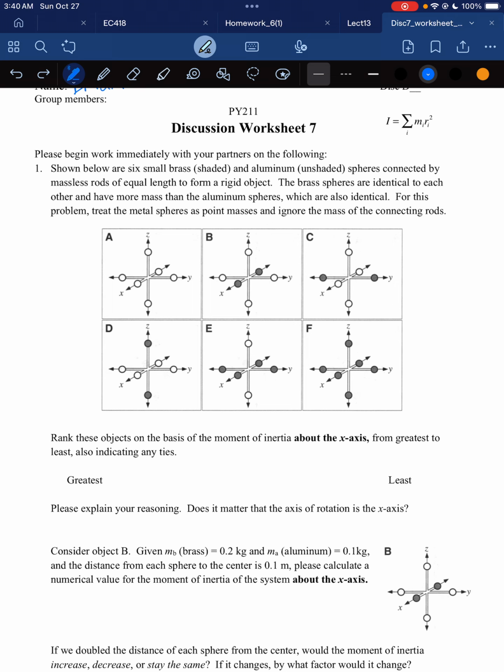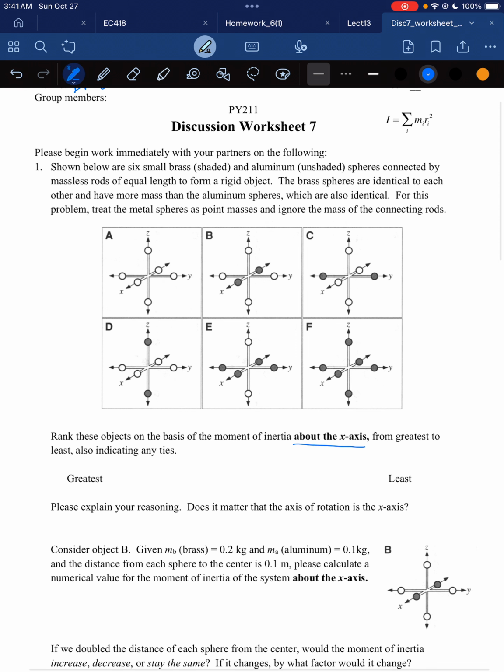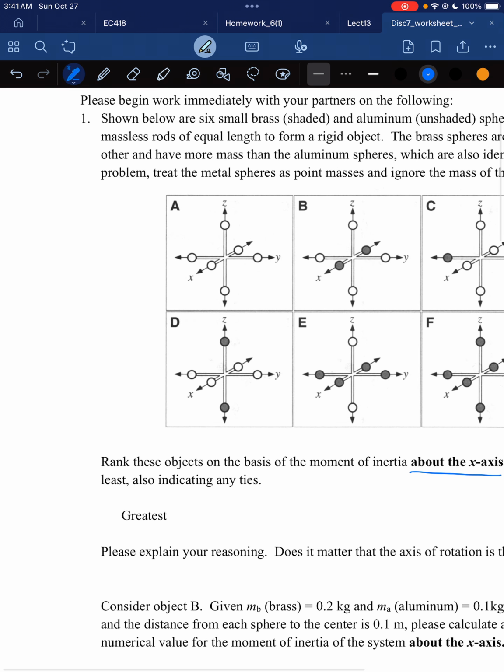So the important thing to know about this problem is that because our moment of inertia is about the x-axis, any objects that lie on the x-axis are not going to have any contribution to our moment of inertia, because the moment of inertia is given by the equation I equals mr squared, where m is the mass of the object and r is the distance of that object away from the axis of rotation. So if our spheres lie on the x-axis, then the distance r is going to be 0, and therefore I is also going to be 0.